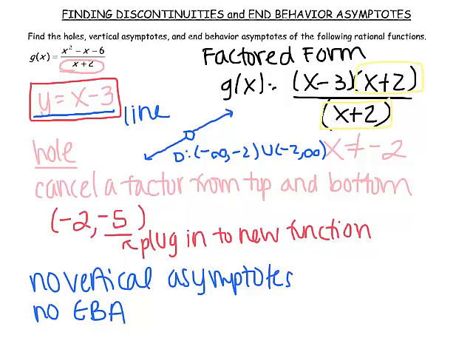Okay? Be careful, in your other examples, you are going to have to find vertical asymptotes and end behavior asymptotes. You have a video for end behavior asymptotes, and vertical asymptotes were discussed in the inverse variation video as well.